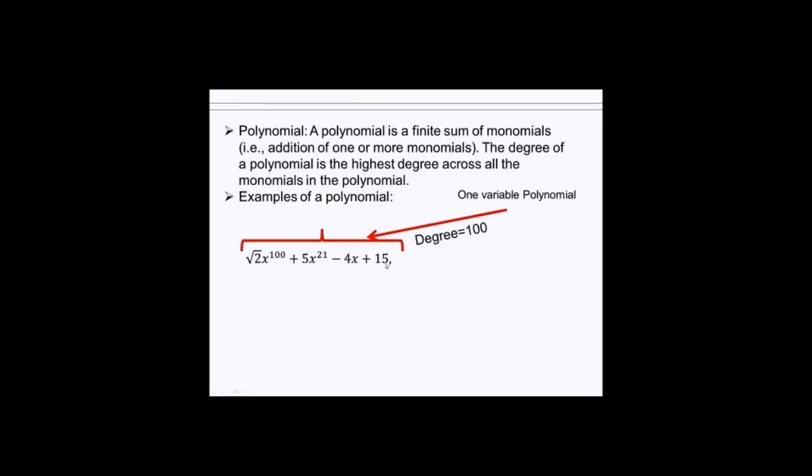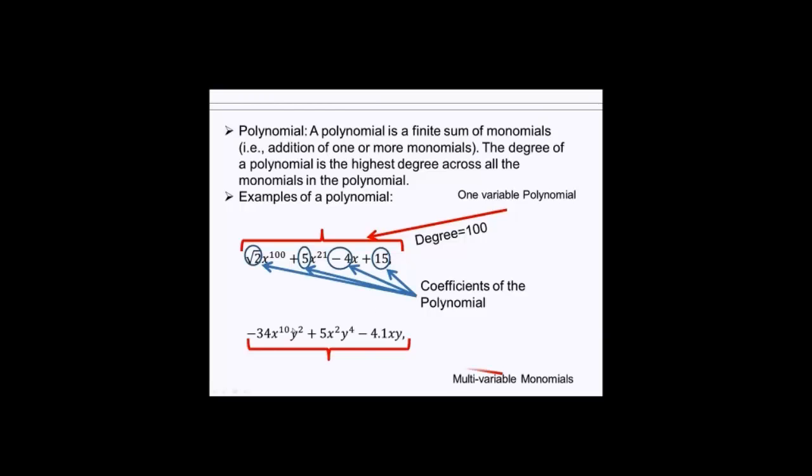This is an example of a one variable polynomial where the degree is 100 because the highest power appearing there is 100. All of these numbers that sit in front of the variable, square root of 2 plus 5, negative 4, 15, are coefficients of the polynomial. Here's another example where you have a multivariable polynomial.